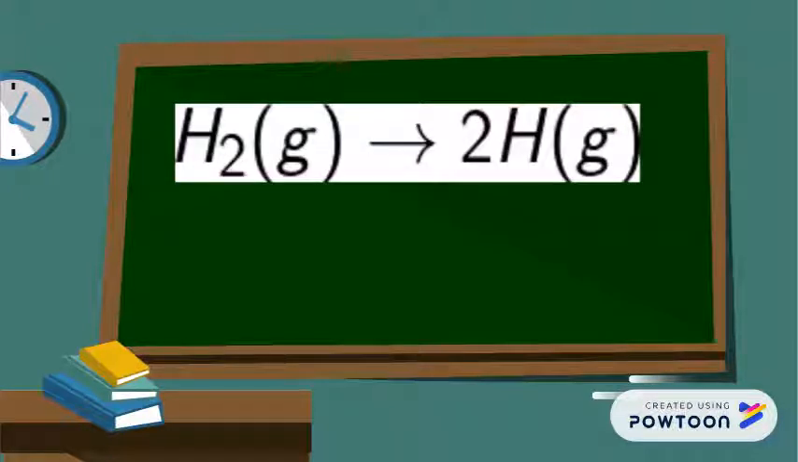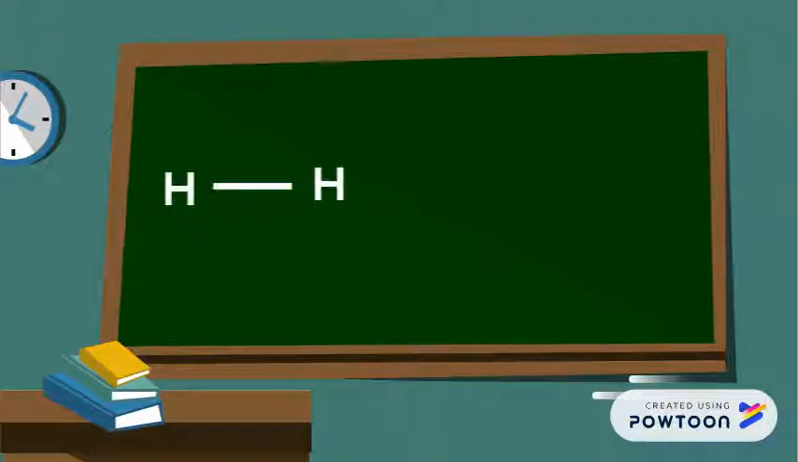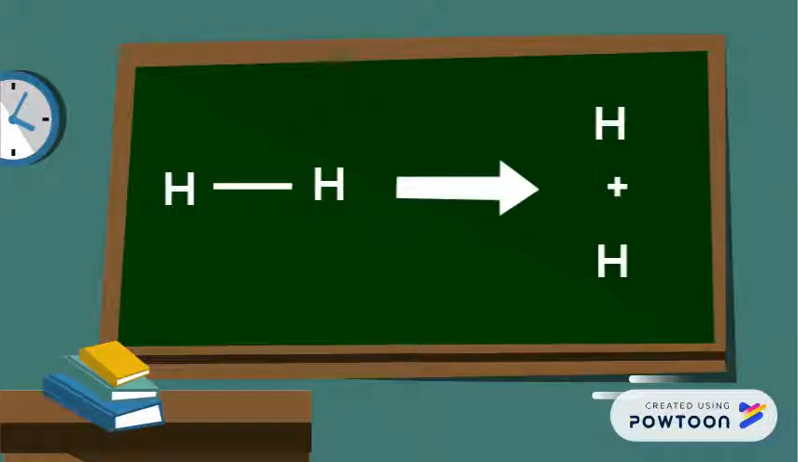This equation shows that 1 mole of molecular hydrogen dissociates into 2 moles of elemental hydrogen. In examining this reaction, we see that it requires the breaking of a single hydrogen-hydrogen bond. Upon looking this up in the table, we see that to break 1 mole of hydrogen-hydrogen bonds takes 436 kilojoules of energy. This is the bond energy for hydrogen-hydrogen bonds.